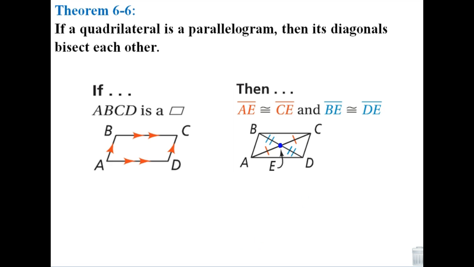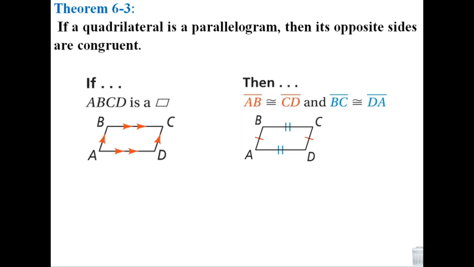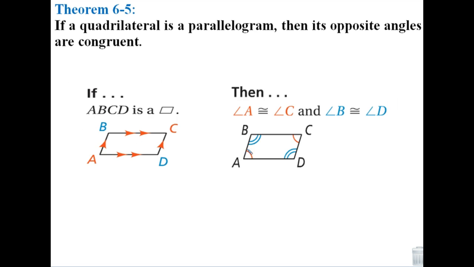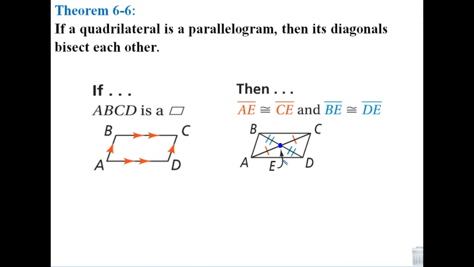So those are going to be our four theorems, or four properties, of parallelograms. We're not going to prove those here, but the proofs would come from properties of parallel lines and transversals or congruent triangles. Let's review them quickly again. Parallelograms have opposite sides that are congruent, consecutive angles that are supplementary, opposite angles that are congruent, and diagonals that bisect each other, splitting each other into two equal parts.